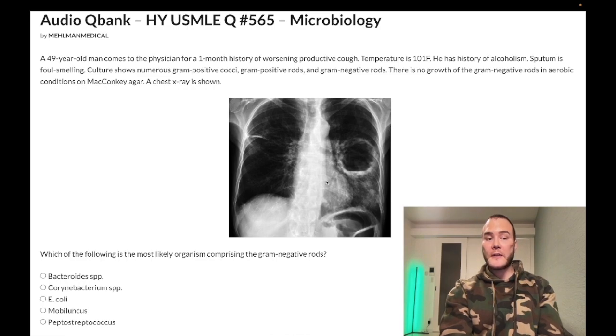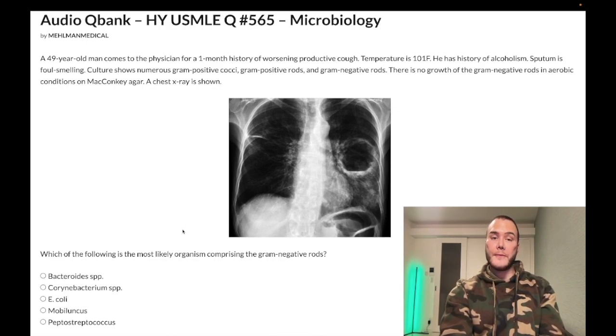So let's just whip through the answer choices here. We'll go backwards. Gram-negative rods, what's the answer? Choice C, Peptostreptococcus, wrong answer. Clearly, coccus, not a rod. Okay, this is a gram-positive coccus, which is normal oropharyngeal flora. That's represented by the gram-positive cocci in the culture. Nevertheless, wrong answer.